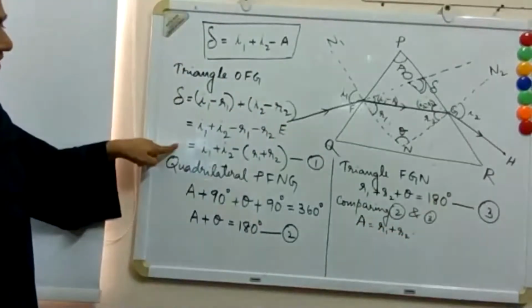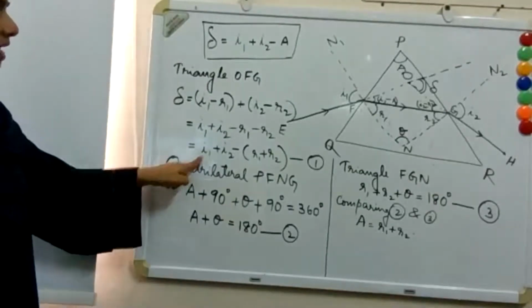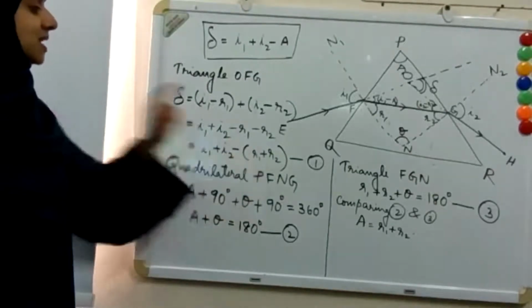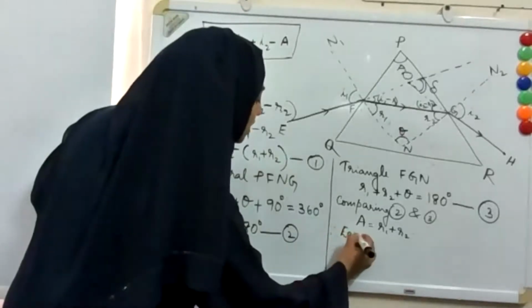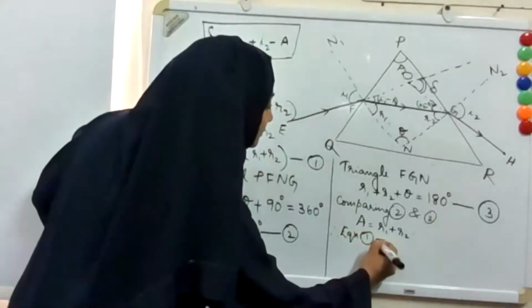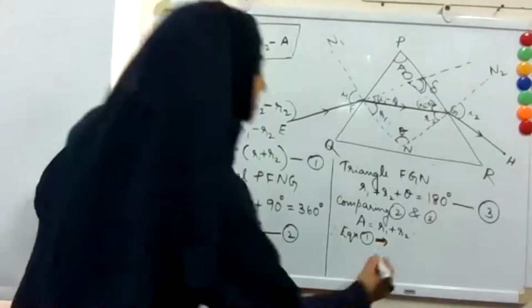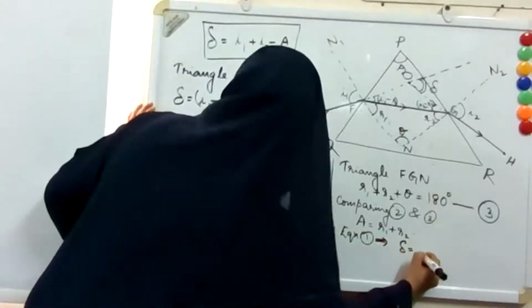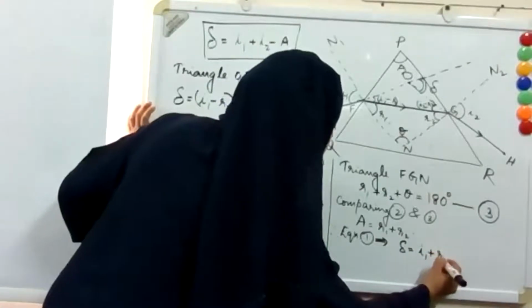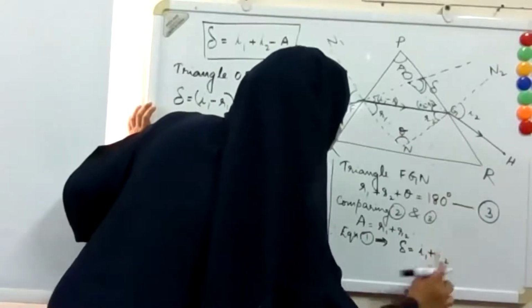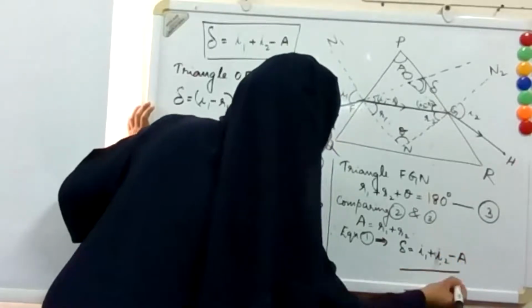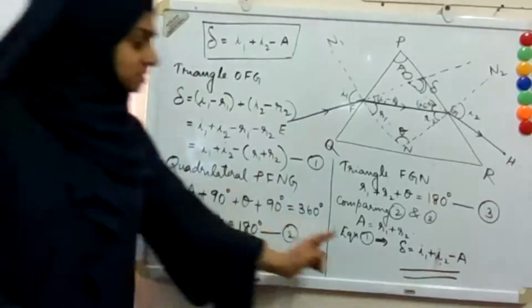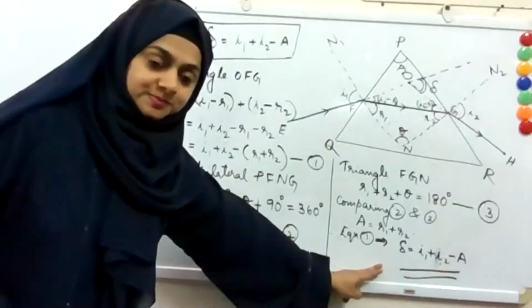Therefore, equation 1 will become what? Delta is equal to I1 plus I2 minus A. We got the expression. Is this clear to you?